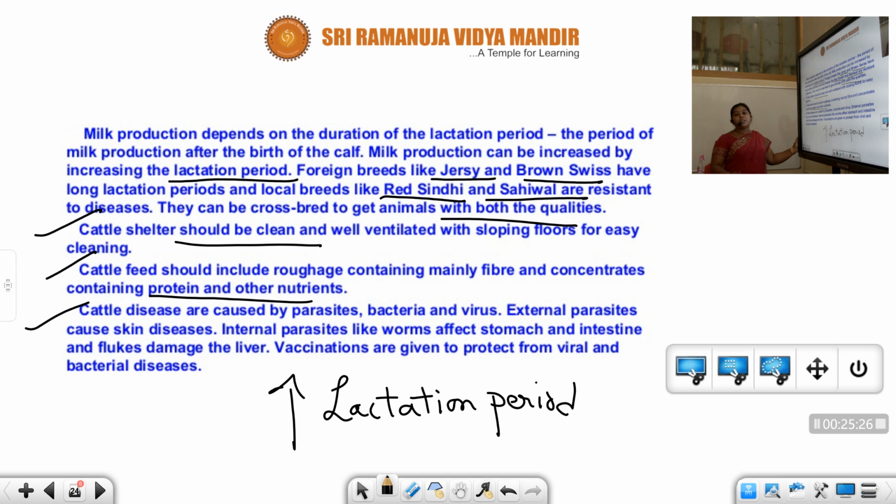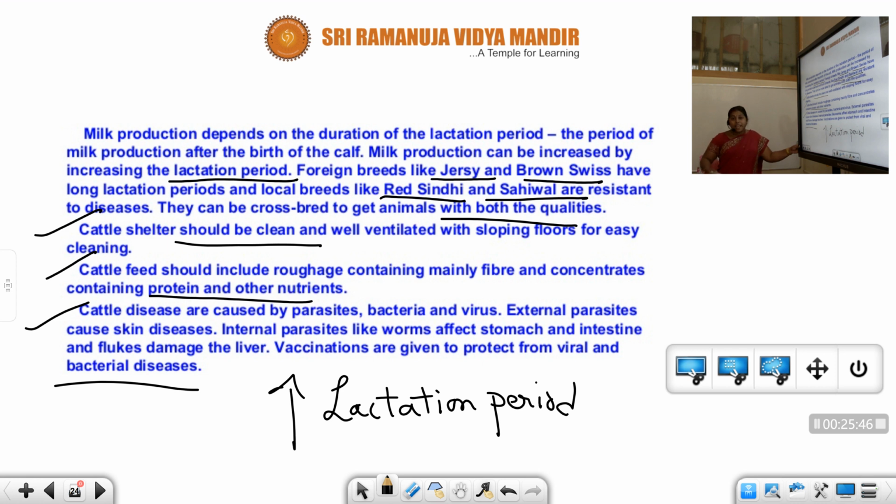Cattle diseases: cattle may be affected by many dangerous and dreadful diseases caused by parasites, bacteria and viruses. External parasites cause skin diseases. Internal parasites cause worms that affect the stomach and intestine, and flukes damage the liver. Vaccinations are given to protect from viral as well as bacterial diseases.